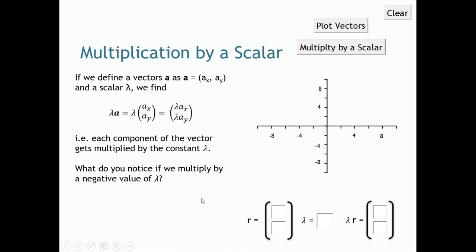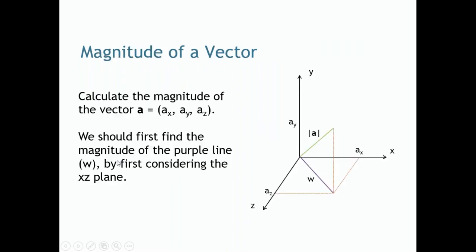Now what you notice is multiplication by a negative value of alpha, or constant, whichever. So we could also do that. Now let's do some little calculation. Calculate the magnitude of the vector A equals (A_x, A_y, A_z).